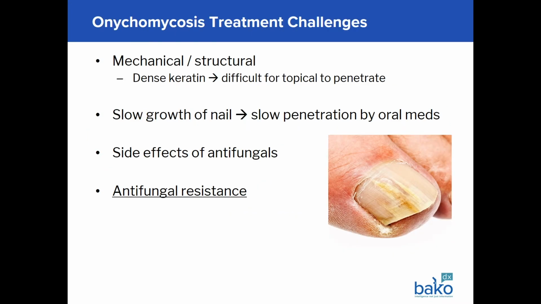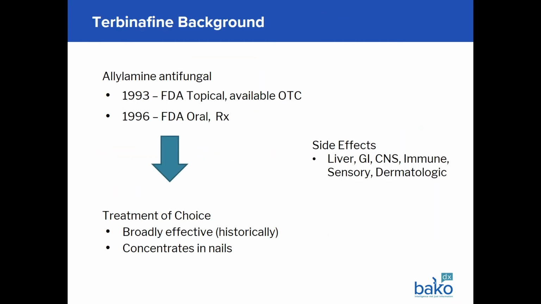And you all know that onychomycosis is very hard to treat. These nails are composed of dense layers of keratin, and it's very hard for the topical agents to get in there and do their job. If you choose the oral medications, then you have to deal with the fact that the nail grows very slowly and you have to wait a very long time to see if you get a good clinical result. And antifungals are known to have side effects, particularly with the liver, and we're going to talk about antifungal resistance today.